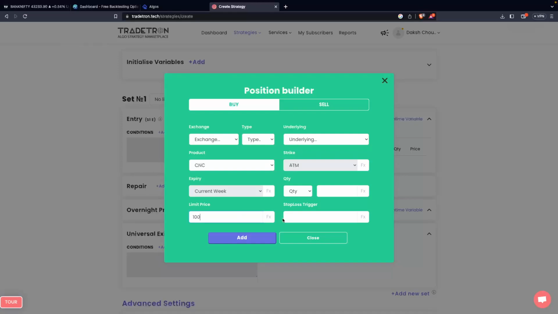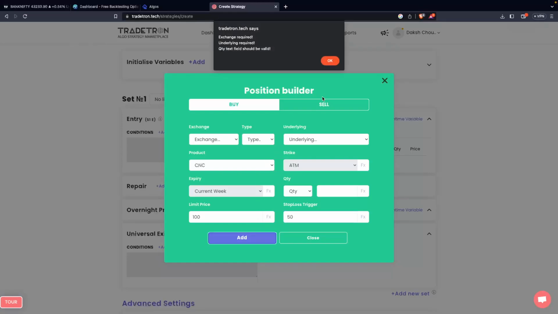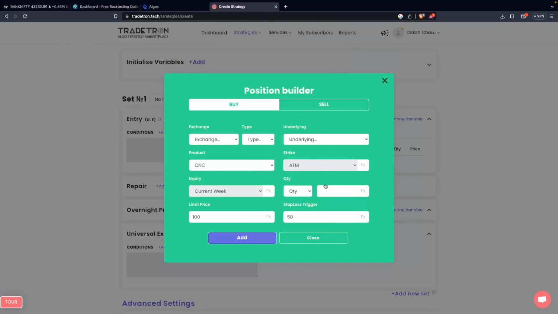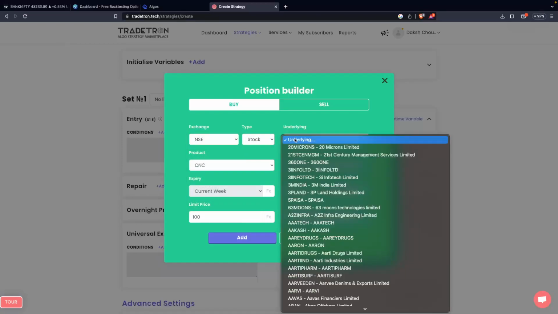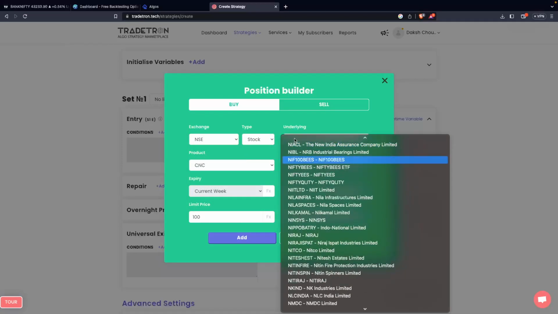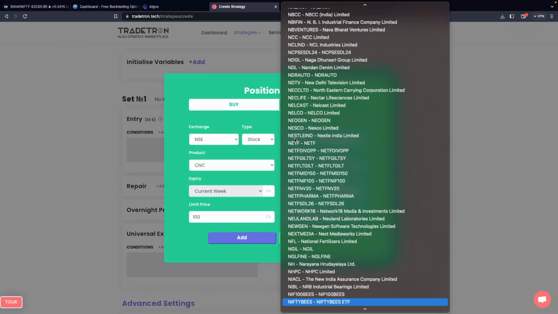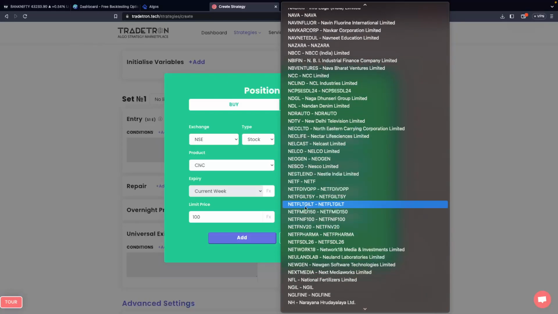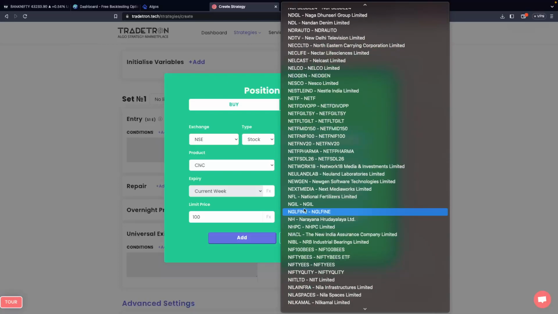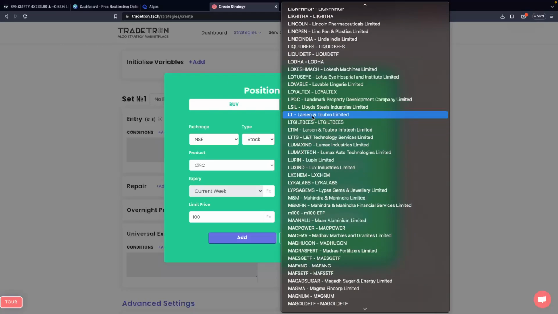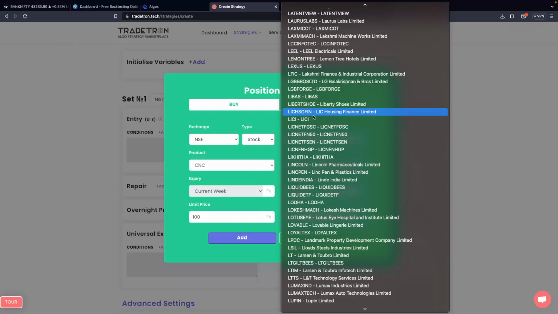For example, I place a limit 100, stop loss trigger 50, and I add a quantity of it's bank nifty, so if we add a quantity of 25, and with exchange NSE, type stock, underlying, you can choose any of the stock, any of the index where we can do algo trading.